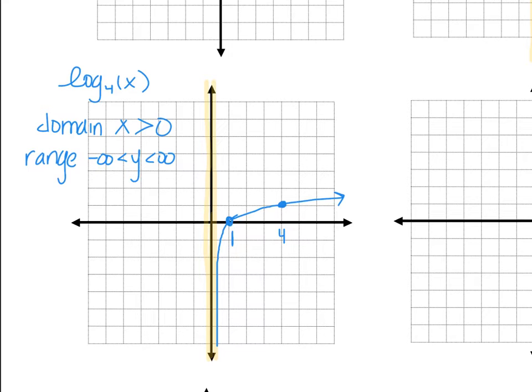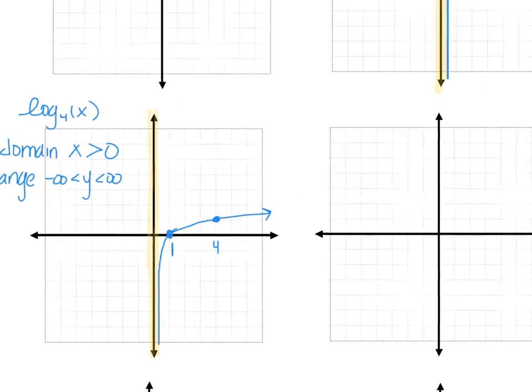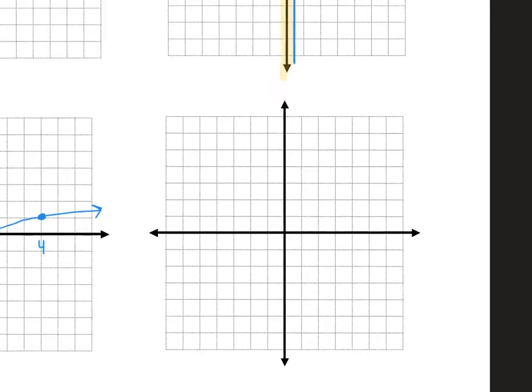And now the highest part of the log, sometimes people have a hard time imagining that this log will actually get to infinity. And it will. It just does it really, really slowly because it's not very steep at all. But eventually, with an eternal amount of time, it will get to infinity. So we say that its range is negative infinity to positive infinity. Okay, let's try another one.